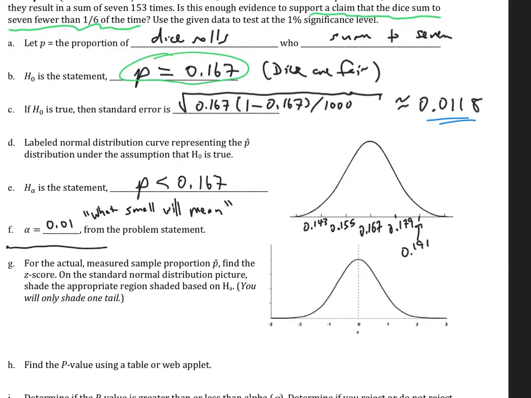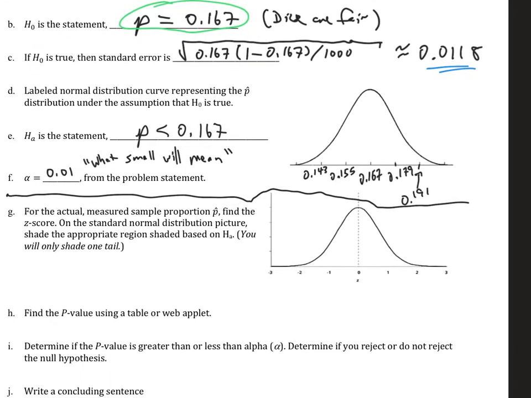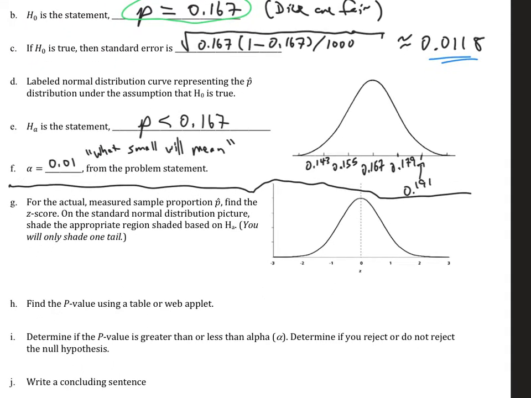Okay, so everything down through there has nothing to do with the actual data that was recorded. Only in step G do we finally compare this hypothetical universe that we've created to the actual data that we've collected. So p hat will be the actual data we collected. So 153 times out of 1,000, the dice really did sum to 7. And so that's 0.153. And we can compute a z-score for that.